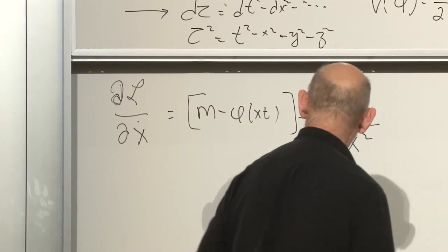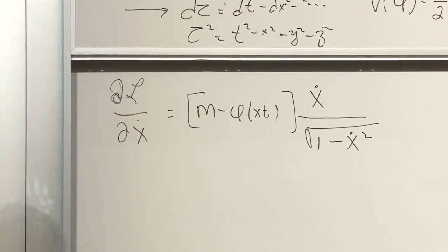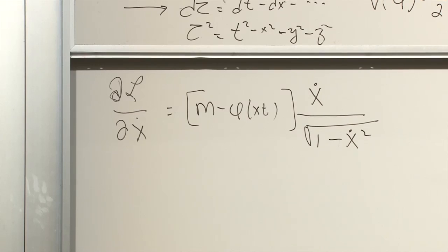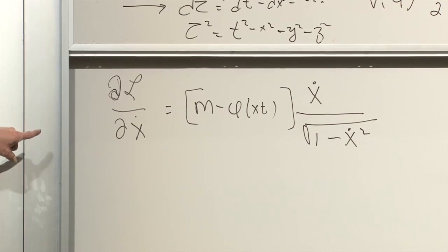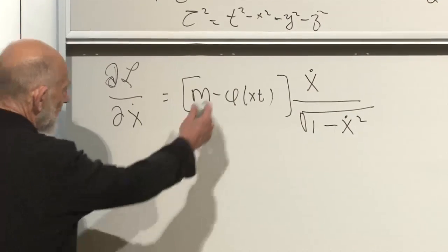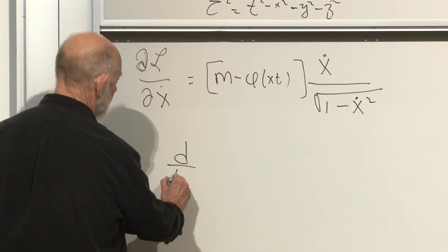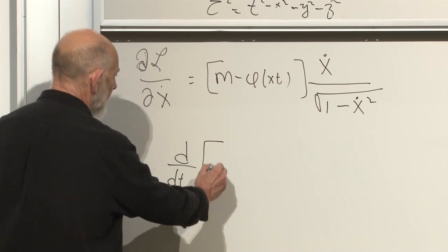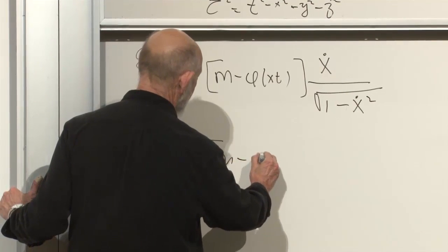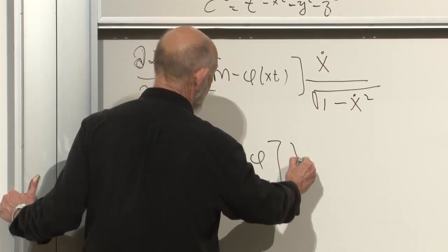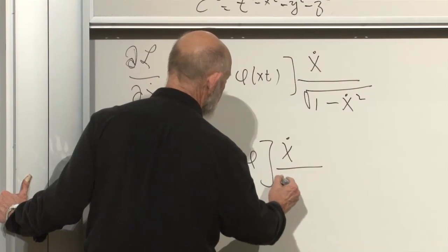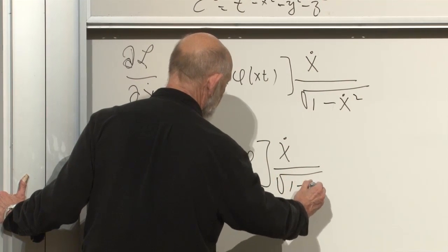So that's the first step. What's the next step? We differentiate this with respect to time. Right? So the next step is differentiate this with respect to time. This is d by dt of m minus phi, times x dot over square root of 1 minus x dot squared.